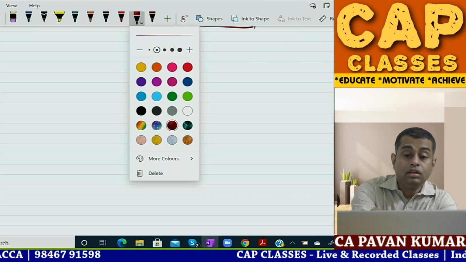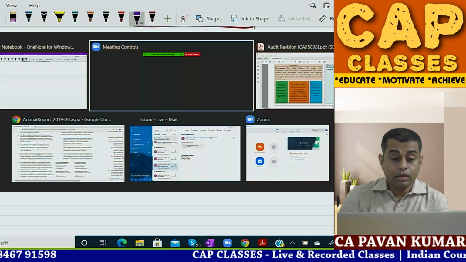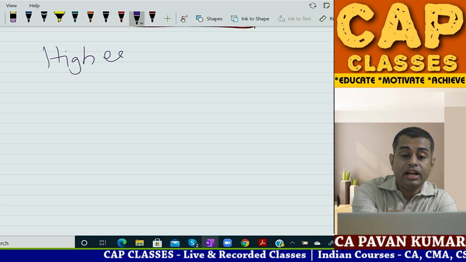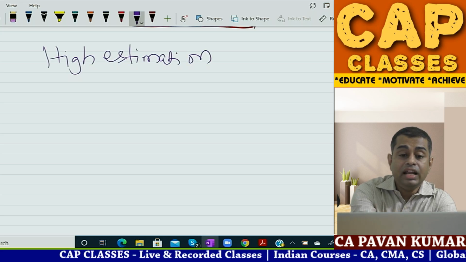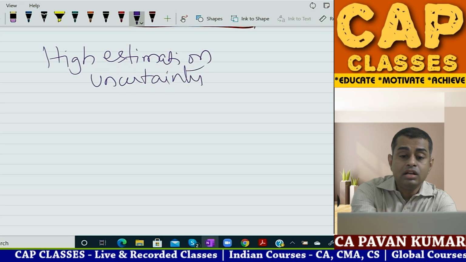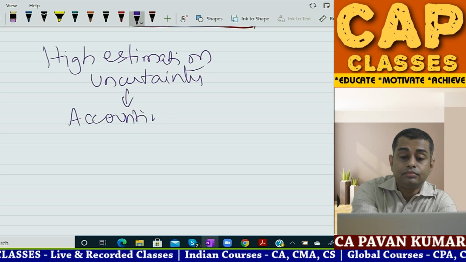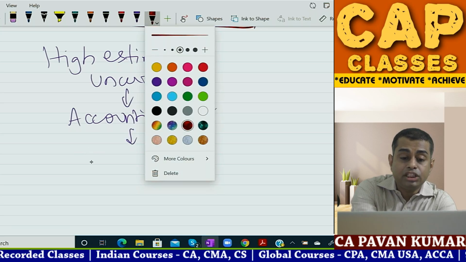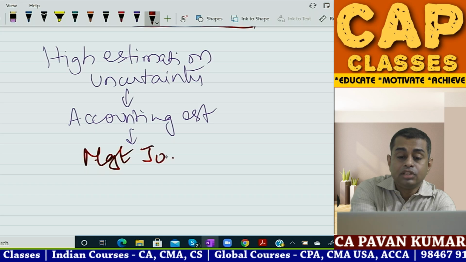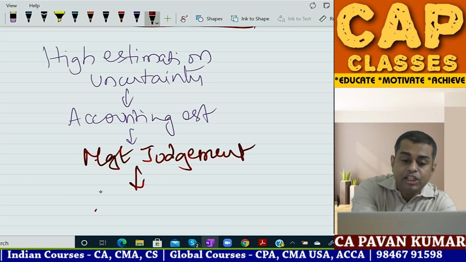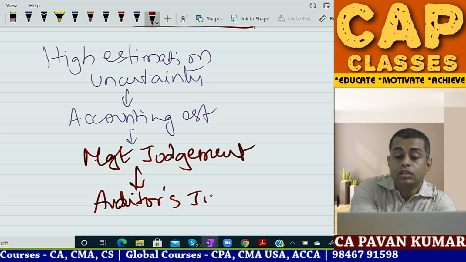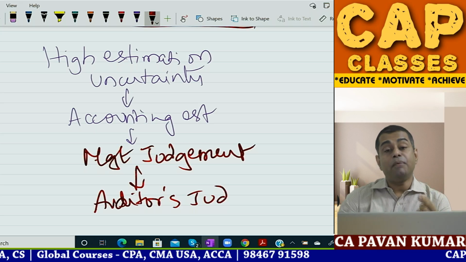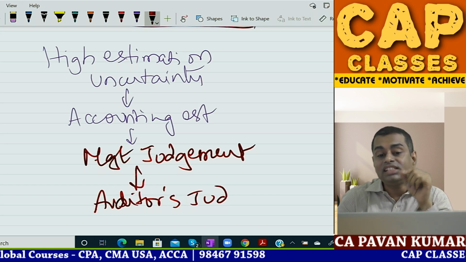The first thing you need to keep in mind is high estimation uncertainty in an accounting estimate. So this is management opinion, this is management judgment. Now the auditor has to judge the management judgment. So this is the auditor's professional judgment about management judgment about an accounting estimate which comprises high estimation uncertainty.